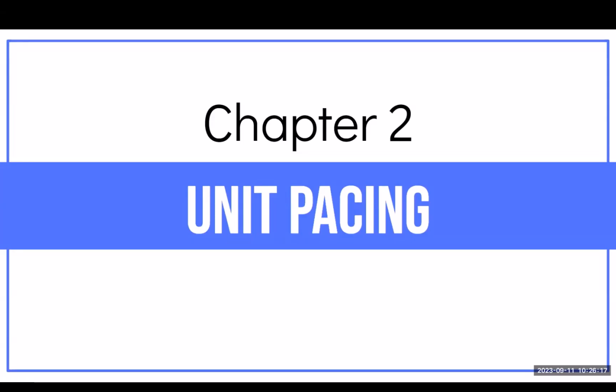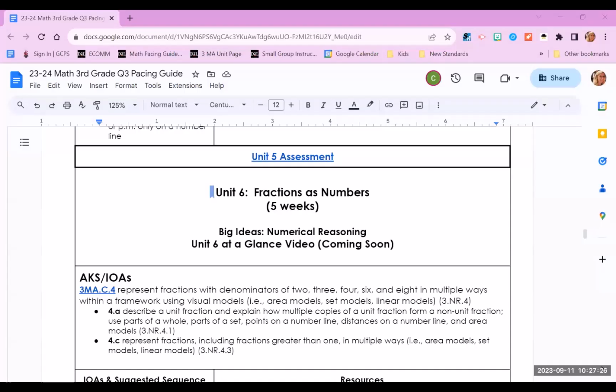Now let's take a look at the pacing guide to see how the AKS and IOAs have been paced over the course of Unit 6. Here is our pacing guide. In this box, you will see the name of the unit, the big ideas for the unit, and the suggested pacing. Unit 6 will focus on numerical reasoning. The suggested pacing for this unit is 5 weeks.